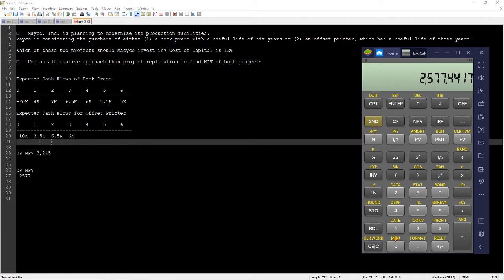So we're going to store 1. All we do is 1 plus the cost of capital, which is 12%. So that would be 1 plus 0.12 is 1.12. And then y to the x, to the 3rd power. Enter. Store that in 4. Recall 1 divided by recall 4. Recall 1 divided by recall 7. I always put it in 7, yet I forget. Why do I do that?